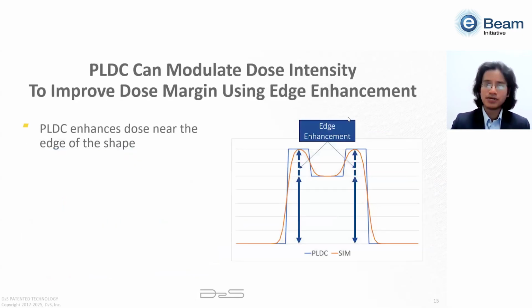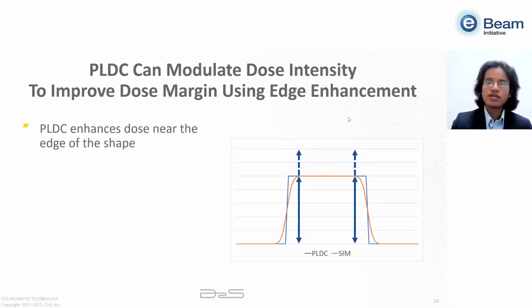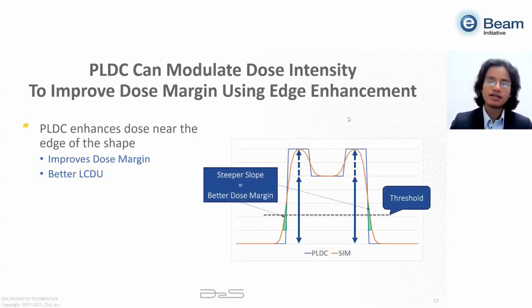How does PLDC do it? Well, PLDC can modulate dose intensity to improve the dose margin using edge enhancement. What is edge enhancement? It's basically you increase the dose near the edge of the shape. So when you increase the dose near the edge of the shape, and if you try to simulate it, you would find that the dose margin, as you increase the dose, improves because the dose slope improves. And the steeper the slope, the better is the dose margin.